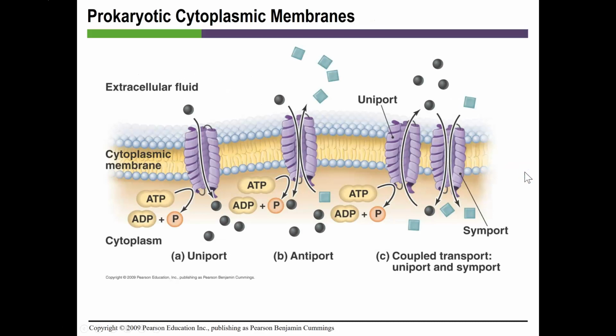This figure from your book is illustrating the different types of systems. Uniport is referring to one type of molecule is going to cross the membrane with this type of protein channel. In order to cross, the cell is going to have to expend energy.